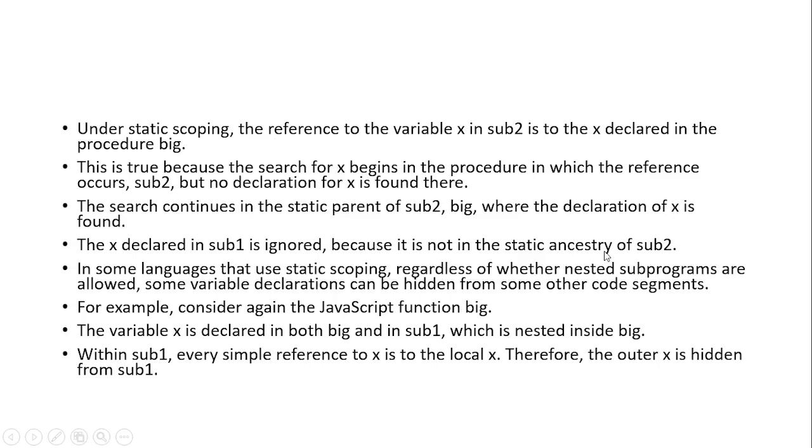In some languages that use static scoping, regardless of whether nested subprograms are allowed, some variable declarations can be hidden from some other code segments. For example, we have the function big in this JavaScript. There the variable x is declared in both big and sub1, which is nested inside big. Within sub1, every reference to x is to the local x. Therefore, the outer x is hidden from sub1. So this is a classic example.